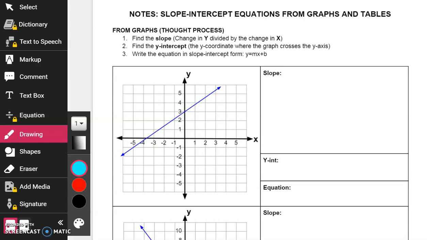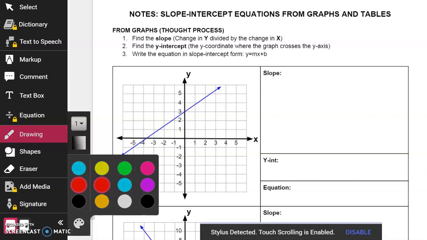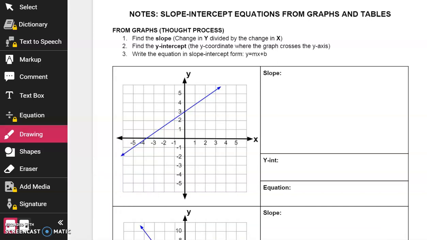Okay. All right. So let's look at this. And I'm using Cami so that you guys can see what that process is. Okay. So I chose drawing. All right. So first we need to find the slope. So slope. I'm looking for 2 points that I can name.